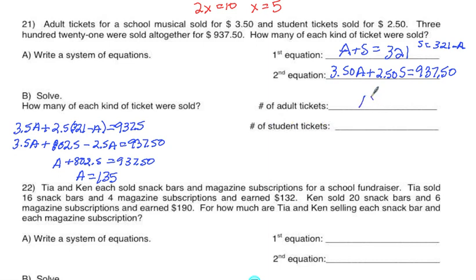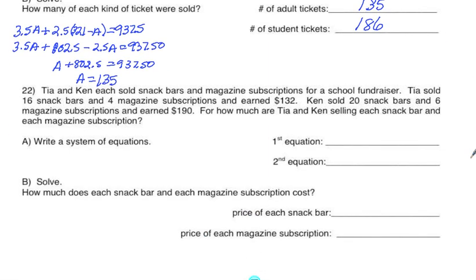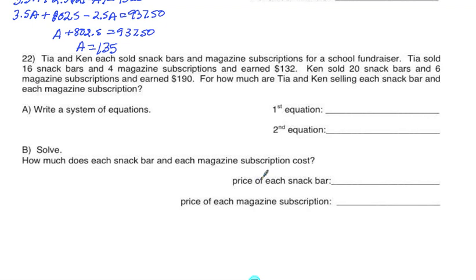So if there were 135 adult tickets, then I can use this to figure out how many student tickets there were, and in fact, I can plug it in here. So 321 minus my adult tickets will be 186. So that's how many student tickets I sold. So as soon as you find one, you can plug it back into one of your equations, which I plugged it into here, and 321 minus 135 is going to be 186, and these together should equal 321, and then I have that completed.